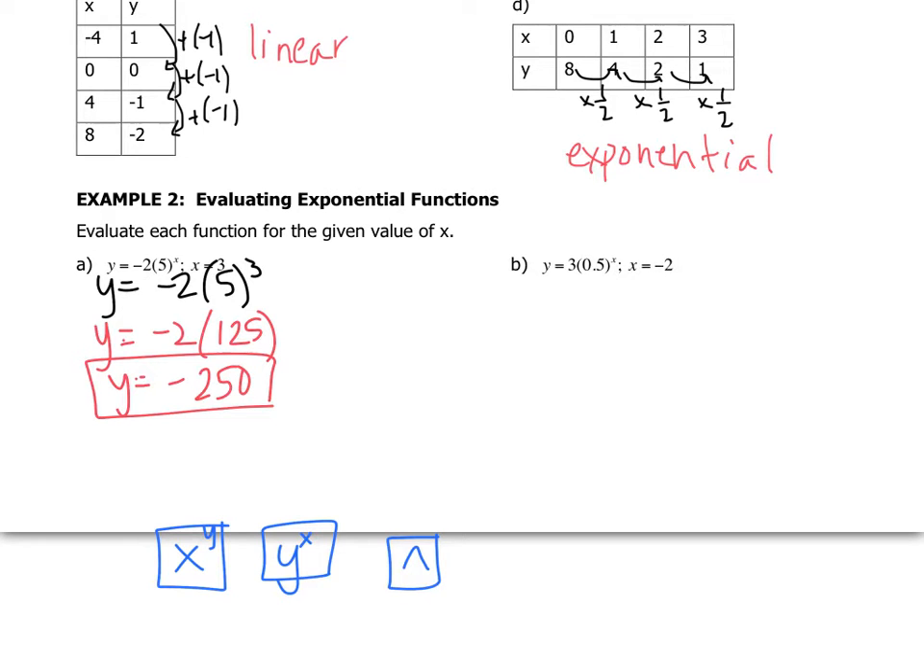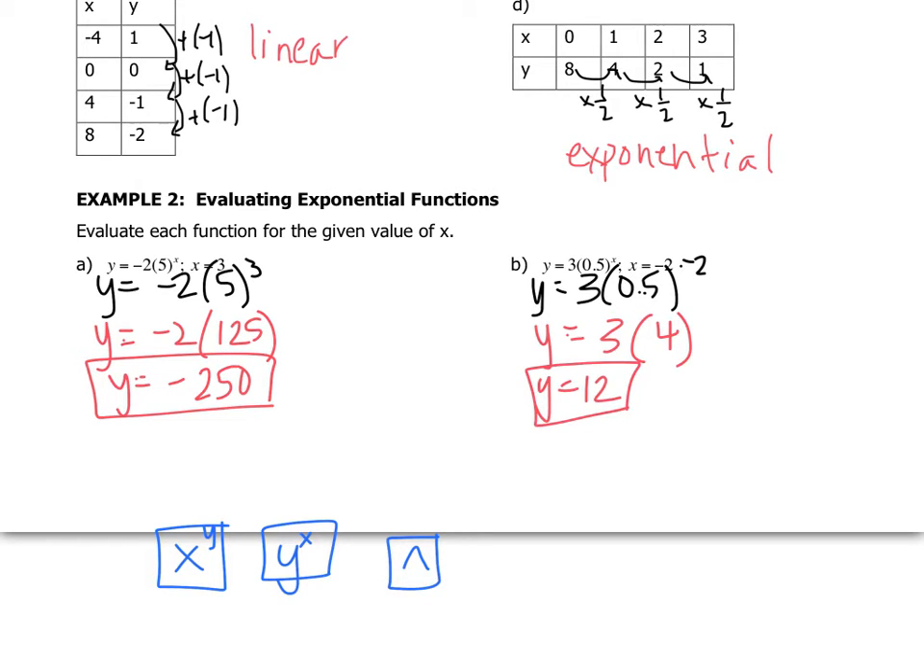Now we go to the second one, same thing. I'm going to plug in -2: 3 times 0.5 to the -2 power. Now I'll show you in a second how to do it if you don't have a calculator. But first, let's calculate, assuming that you do, and you have that key that we talked about on the scientific calculator. 0.5 to the -2 is 4. And so you get y equals 12.